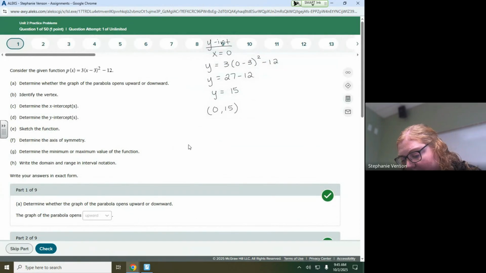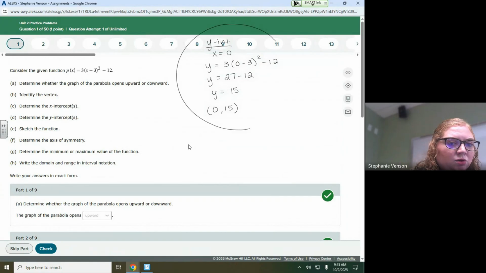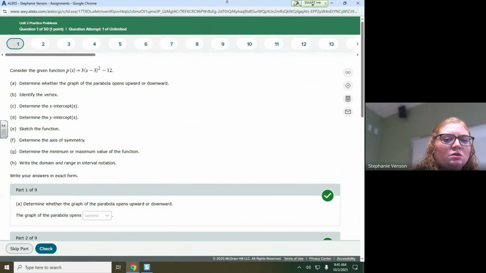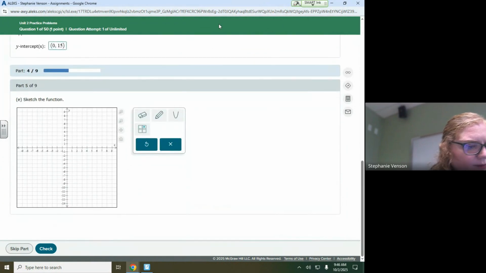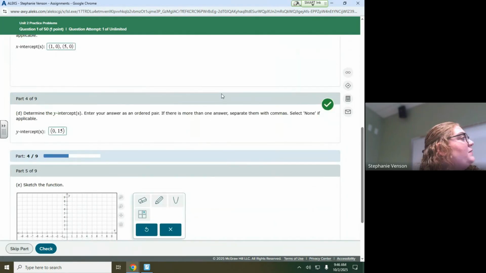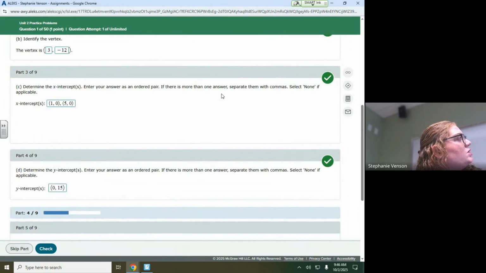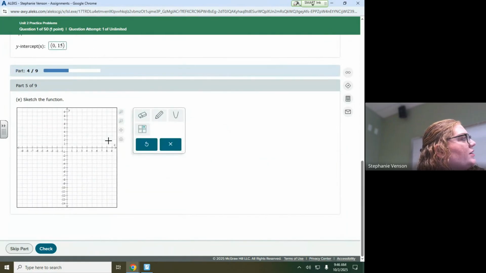All right, coming right on back. We are now, oh, I needed the eraser and I chose the pen. Come on. There we go. Okay, we're now on E. So they're asking us to sketch the function. I'm gonna have to come down here and do that. Okay, so it just says sketch the function. So it doesn't tell me how many points to use. So I'm just gonna use the points that I found, the vertex, the 2 x-intercepts and the y-intercept.